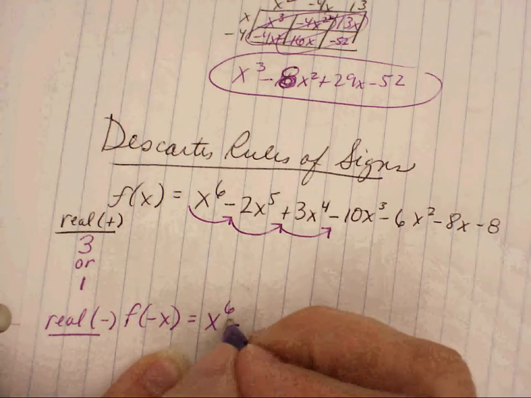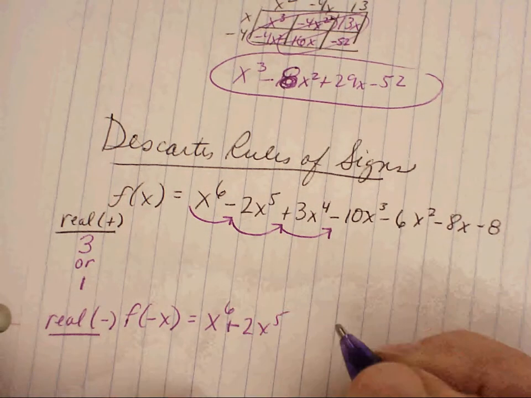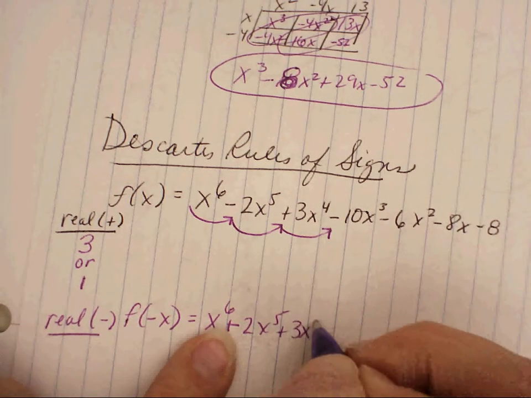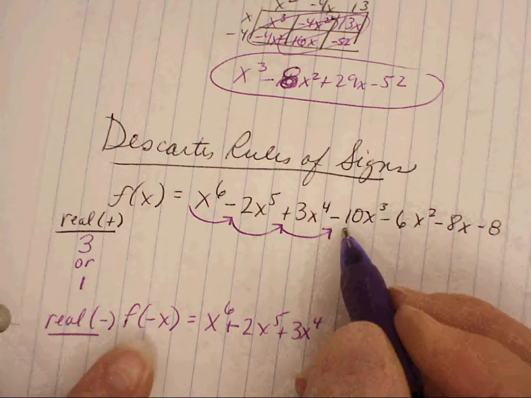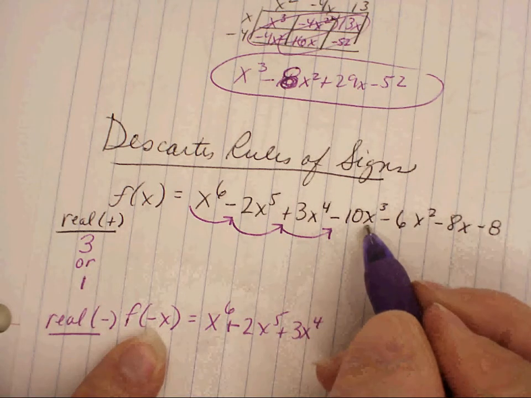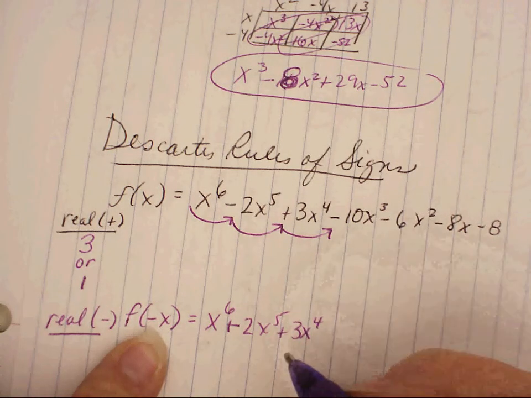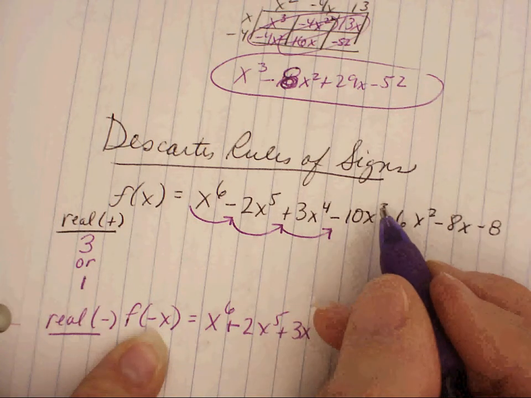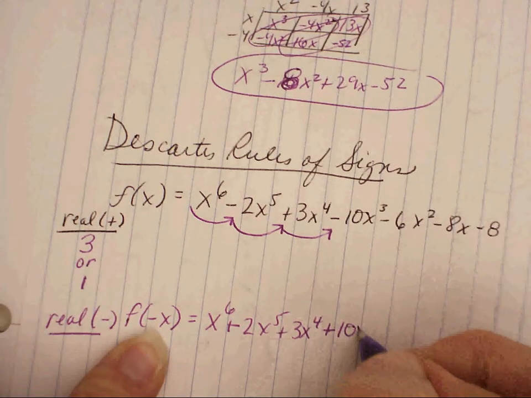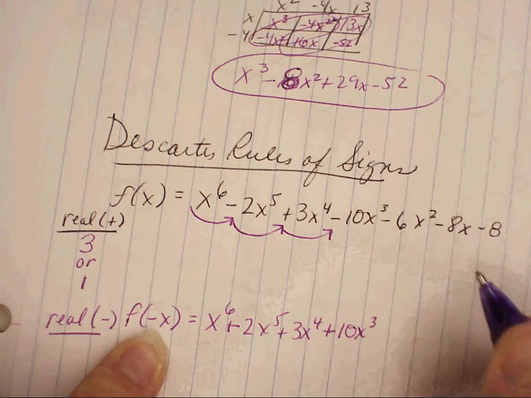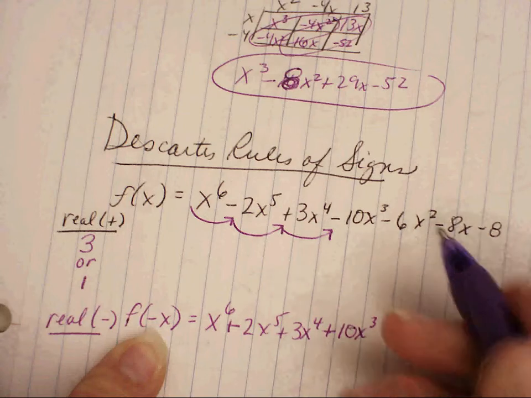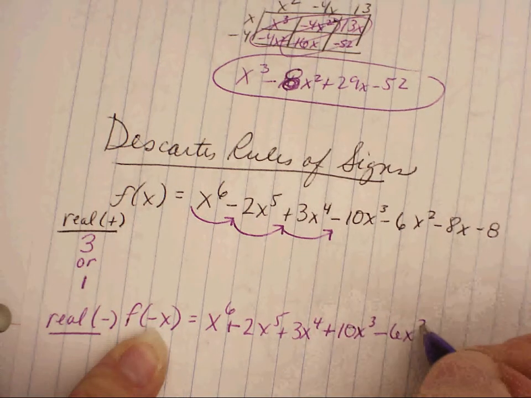F of negative x. Does anybody know what happens when you sub in a negative x for a positive x? Stop, Isaac. You're just wasting time. It doesn't turn upside down. Negative x subbed into x, if it is an even power, what does it do when you do negative times negative times negative times negative? What is always going to happen to all those negatives? They all cancel to be positive.